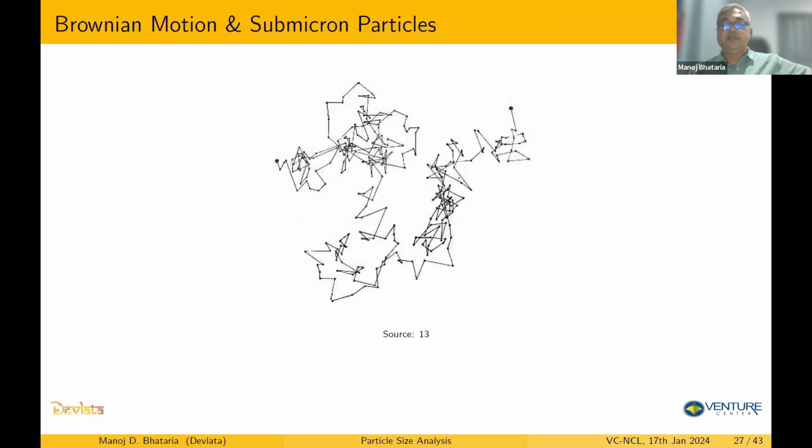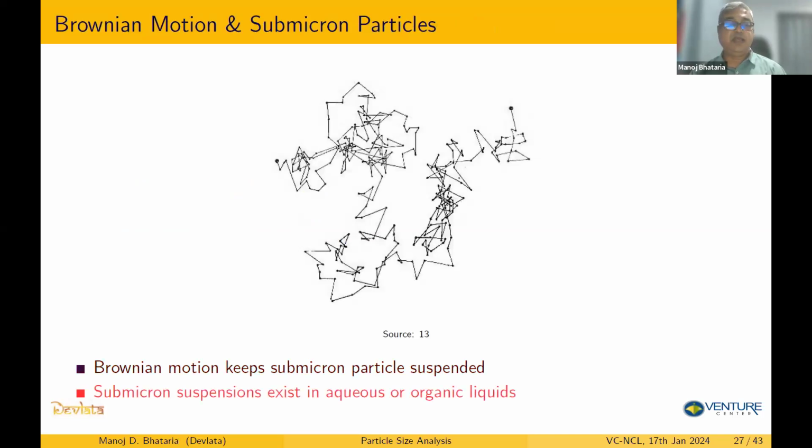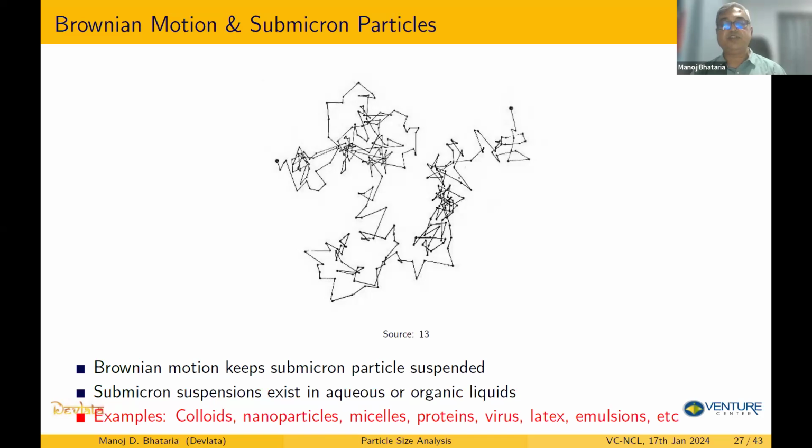So how does it work? Particles which are in suspension will go through Brownian motion. Brownian motion keeps submicron particles suspended, and they will exist in aqueous or even organic liquids. In both these liquids, you will have this kind of Brownian motion. Examples are colloids, nanoparticles, micelles.